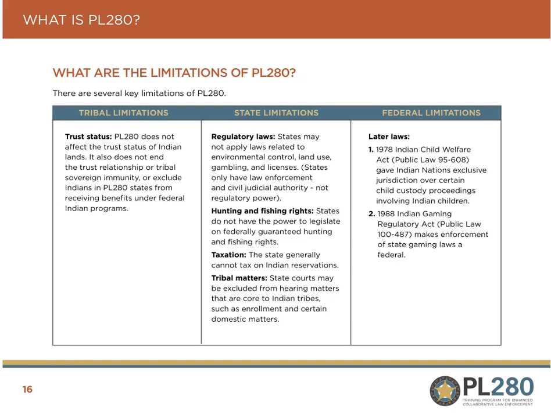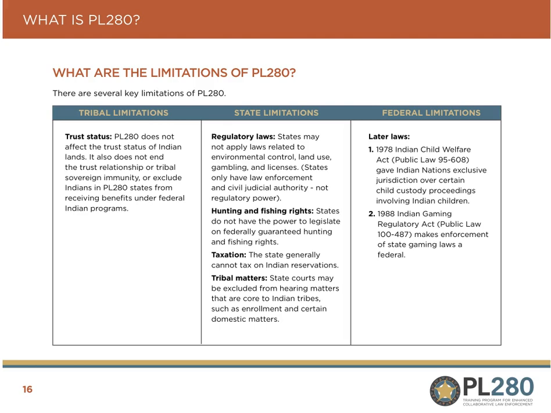It is also important to understand that PL280 does have several limitations that are relevant for each level of government. At the tribal level, PL280 does not affect trust status of Indian lands. It also does not end the trust relationship or tribal sovereign immunity or exclude Indians in PL280 states from receiving benefits under federal Indian programs.